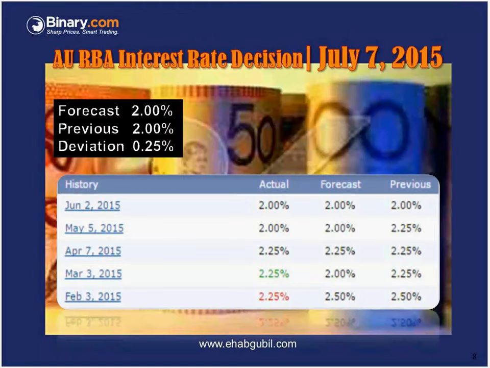I will talk in more detail about some of these news items. Australia interest rate decision will be released on July 7th at 4:30 a.m. GMT. The Australian interest rate decision is expected to remain unchanged, so I would remain on the sideline and only take a trade if we get a surprise decision. The forecast is 2%, and it was previously 2%.